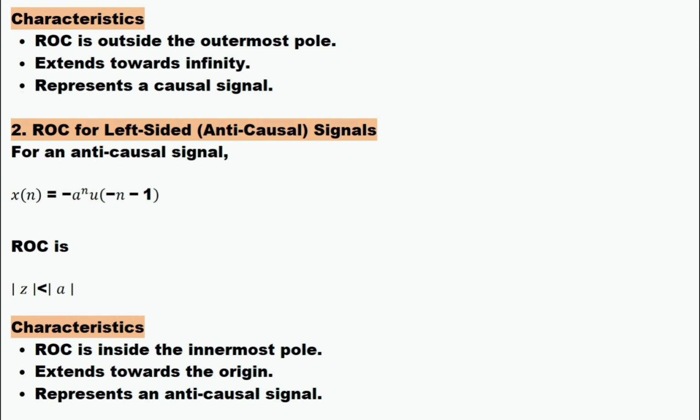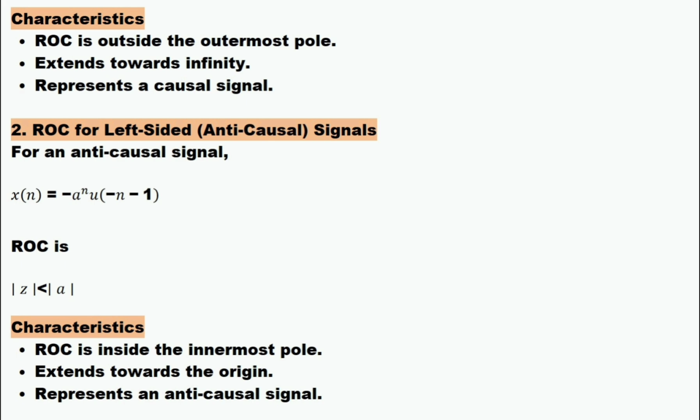Okay, now coming to the second one, ROC for left sided. That is left sided, we always call it anti-causal signals. Okay, so coming to the anti-causal signal, the expression is x of n is equal to minus a power n u of minus n minus 1. This is the expression for anti-causal signal, that is left sided.